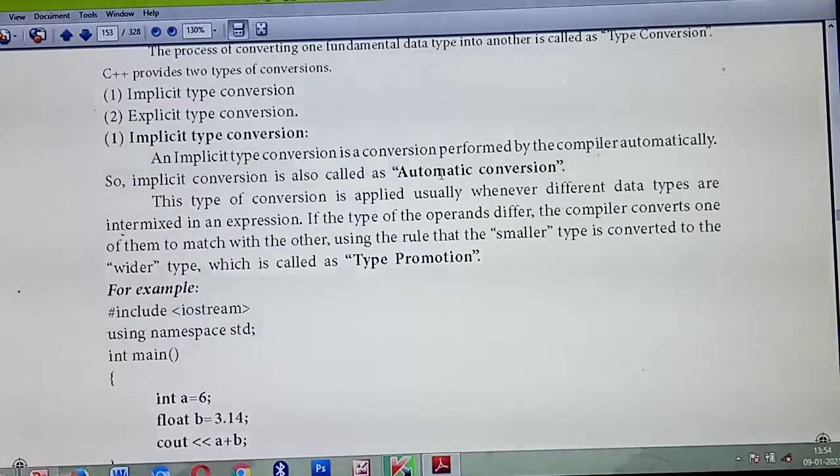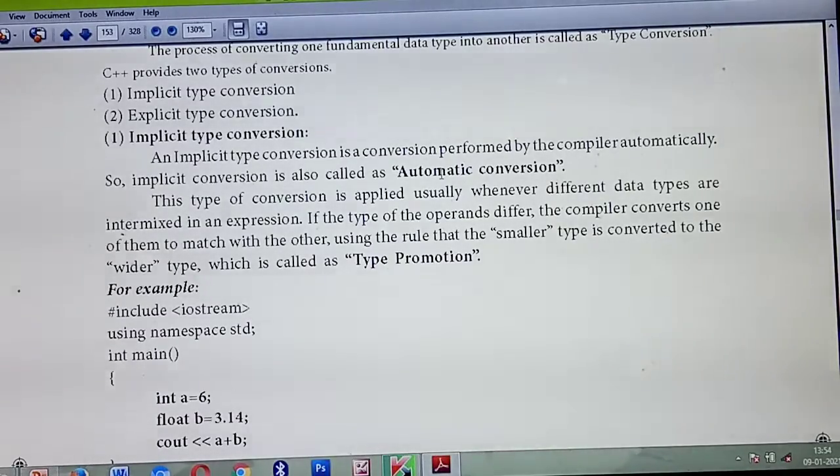Understood? So when the same expression contains two or three mixed data types, the data types will differ. At that time, while you are executing the program, the compiler will automatically convert one data type to the next data type. That is called which one? Automatic conversion. But what is the condition? The compiler will always convert a smaller data type to a wider data type, that is, a smaller data type to a greater data type. Based on the rule, the compiler will convert smaller data type to wider data type. That we are calling as, which one?